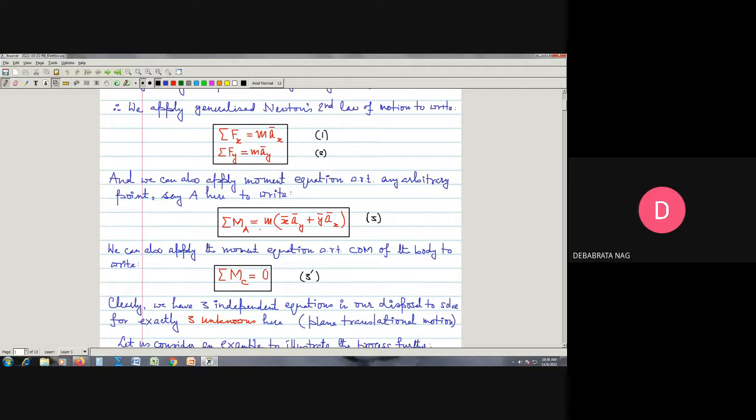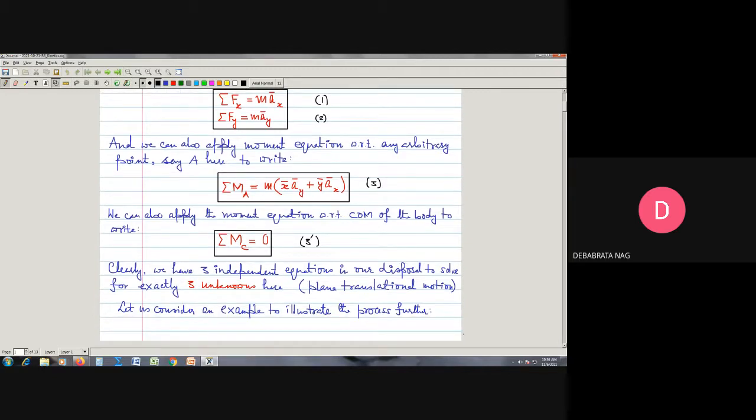And since we have three independent equations at our disposal, you see that we can solve for a maximum of 3 unknowns in this problem. So we note from here, this is what is called the debit-credit analysis of the unknowns versus available equations. These are our available equations, and using them we can solve for a maximum of 3 unknowns.